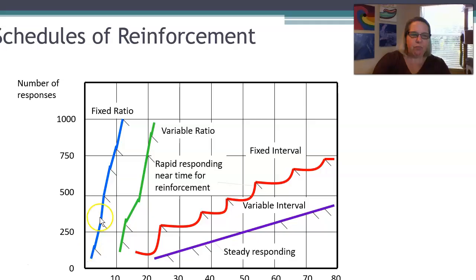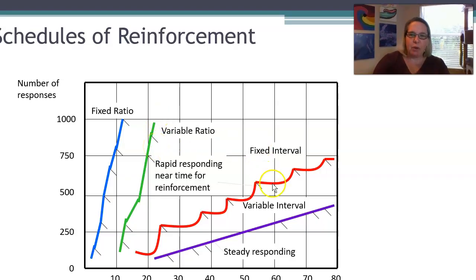So fixed ratio has this steady increase. And with ratio, we're all talking about the number of responses. So that's why these go right up, and this indicates very, very quick learning. Super quick learning. Then we have variable ratio, which again is all about the number of responses, but variable ratio takes a lot longer time for you to learn. And then we have here the rapid responding when it comes near time for that reinforcement to happen.